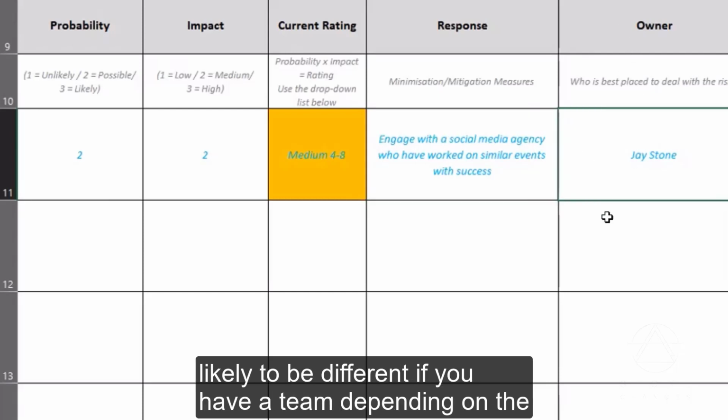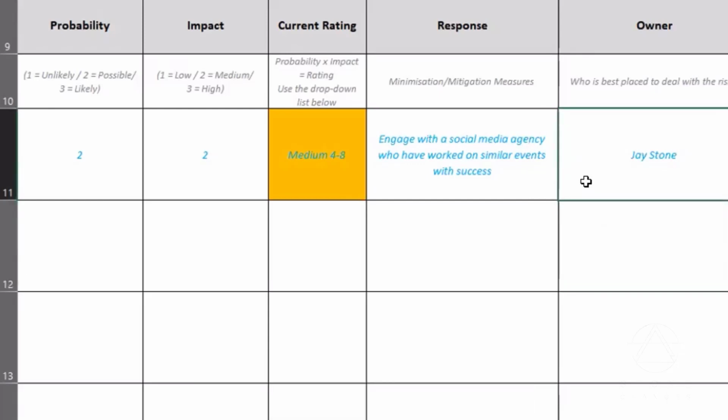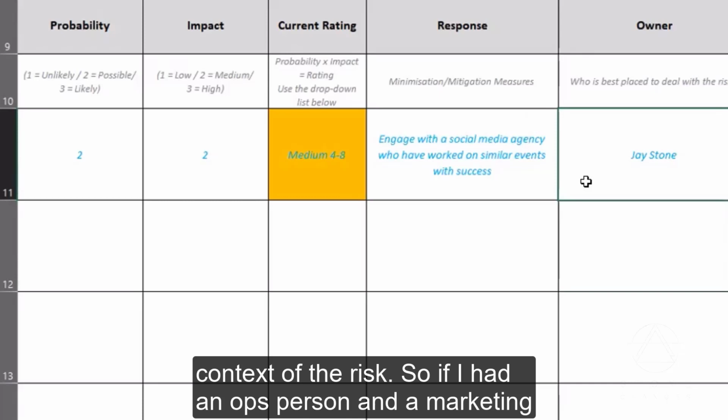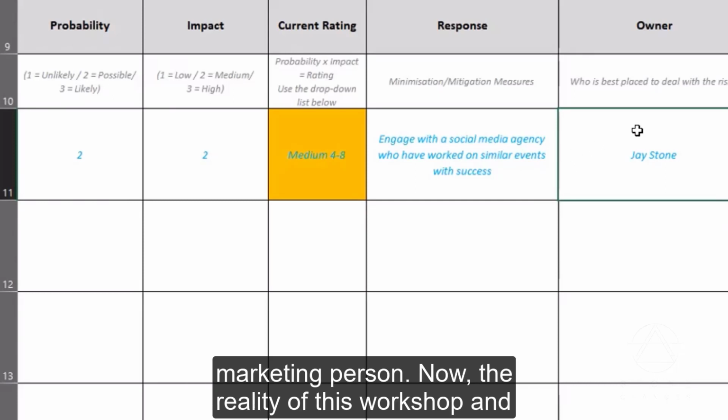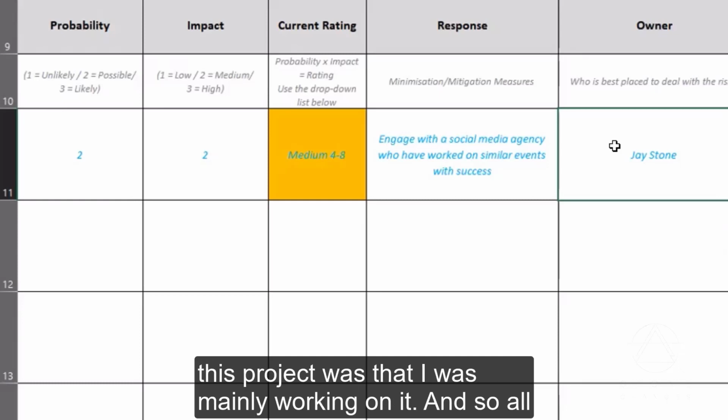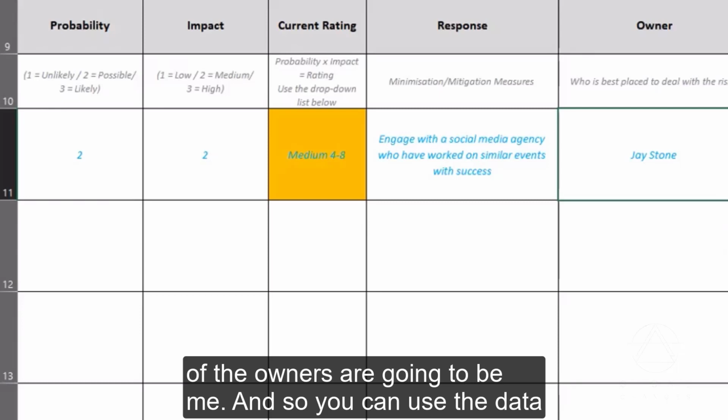And the owner is likely to be different if you have a team, depending on the context of the risk. So if I had an ops person and a marketing person and a finance person, I'd probably assign this role to the marketing person. Now, the reality of this workshop and this project was that I was mainly working on it, and so all of the owners are going to be me.